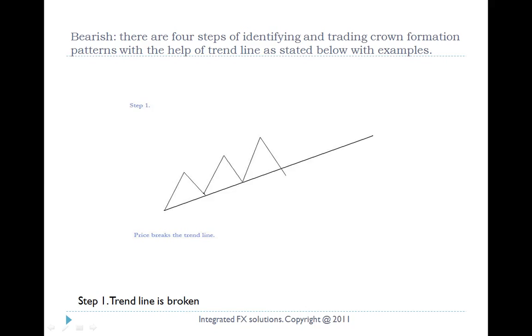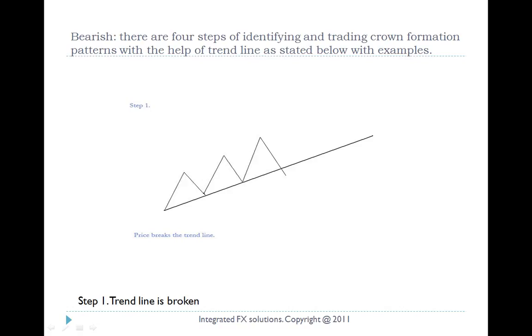In a bearish crown, there are 4 steps of identifying and trading a crown formation pattern with the help of a trendline, as given by the illustrations that we will see. There are 4 steps that need to be taken to identify and trade a crown formation with the help of the trend line.